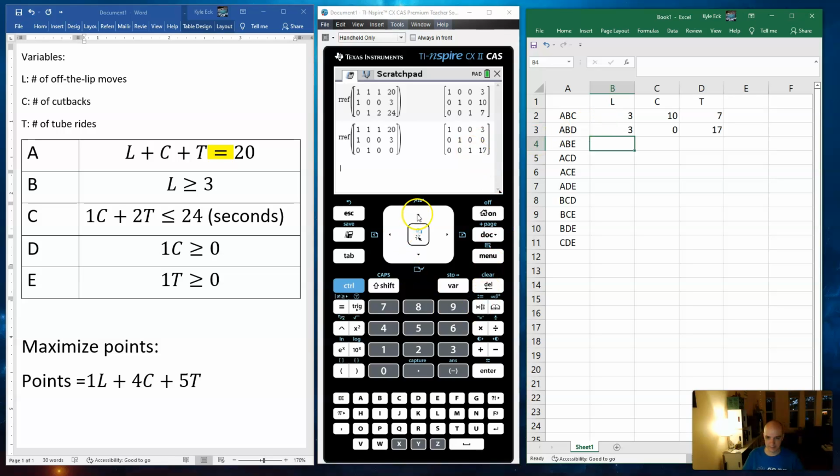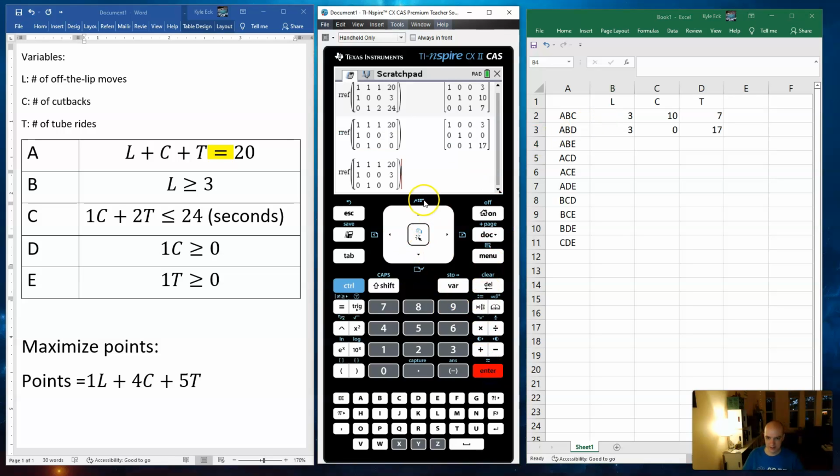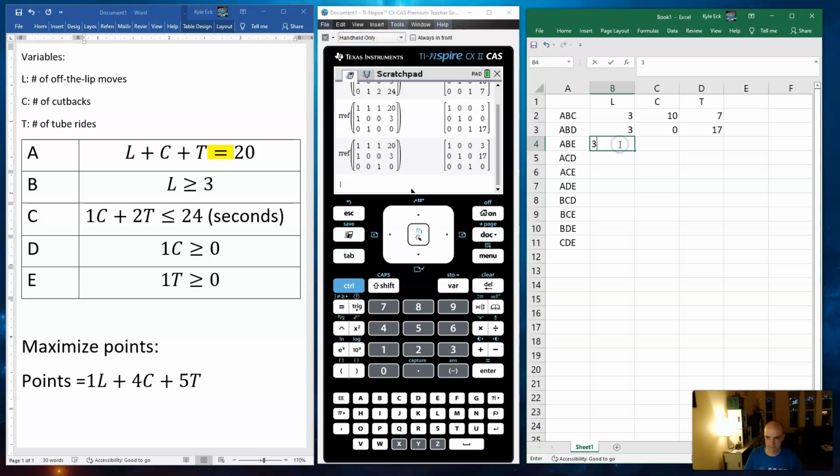Let's do another. So I scroll up, I grab that guy. I need to change to constraint E, which is T equals 0. So for that one, I can just get rid of the 1 and put a 1 there, and we get 3, 17, and 0. Just kind of makes sense. Think about the way that we're switching the variables around, that we're just switching which one has 17, and off the lip still has 3 because it was part of constraint B.